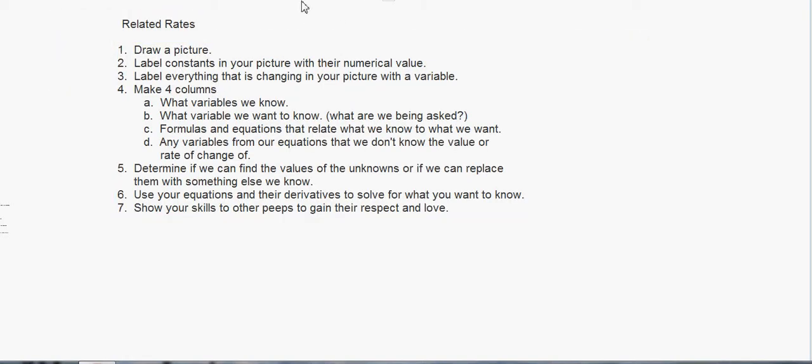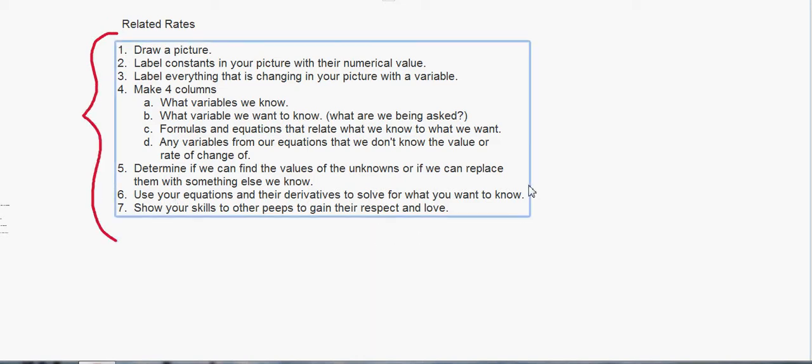Okay, here are the steps we're following for related rates. Just 7 of them, and 7 is really just a stupid joke.